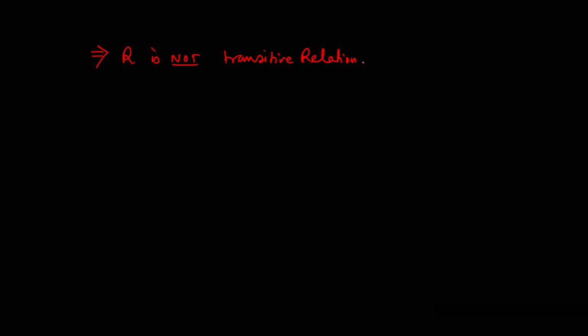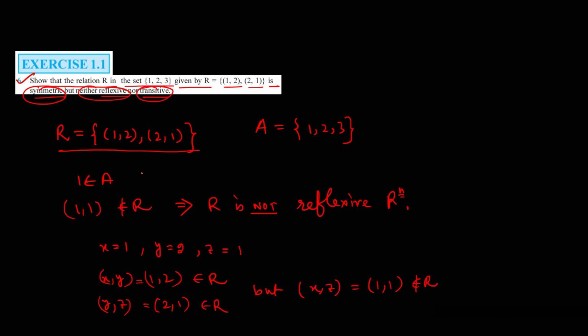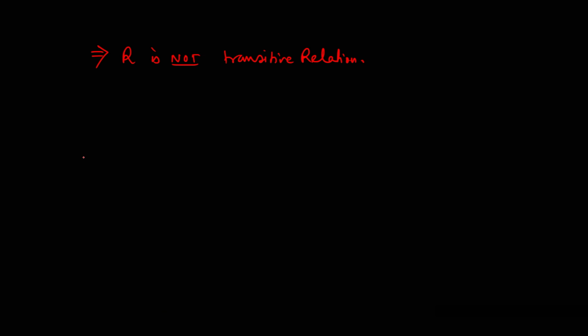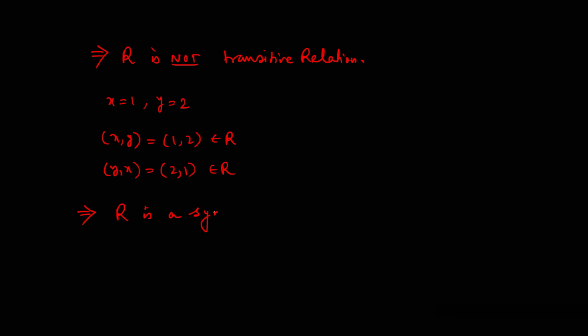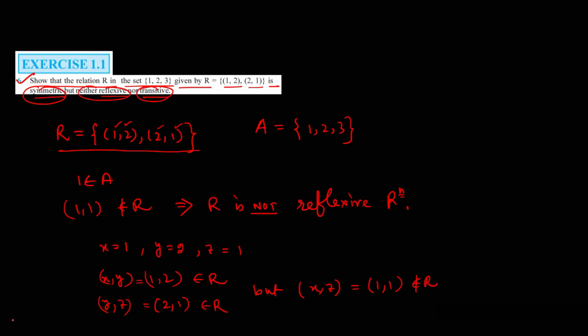Now check R is symmetric, because (1, 2) is there and (2, 1) is there. Let us take x equal to 1 and y equal to 2. That means (x, y), that is (1, 2), is in R, and (y, x), that means (2, 1), is in R. So R is a symmetric relation. Hence proved. Please pause the video and rewatch, you will understand.